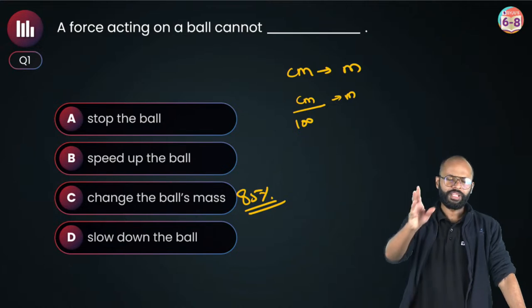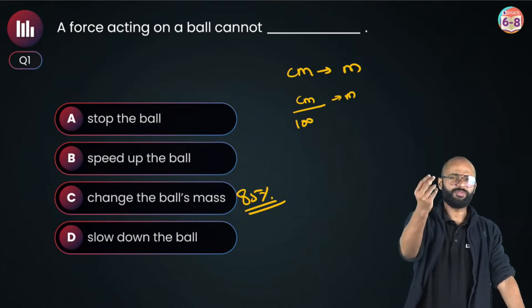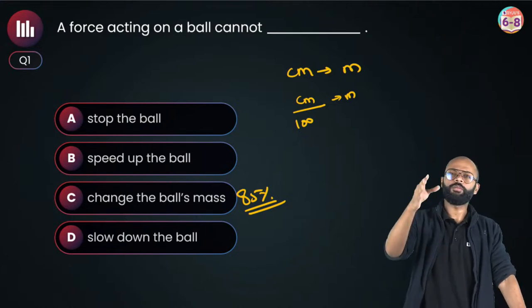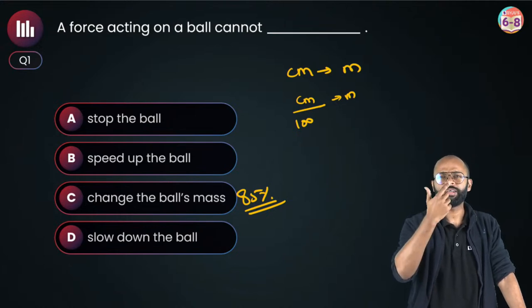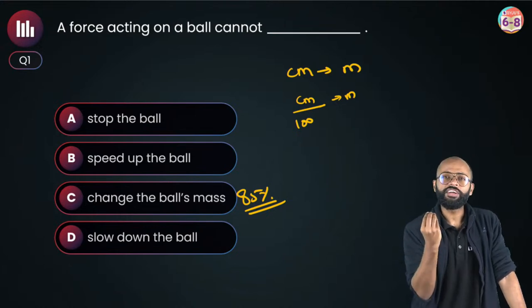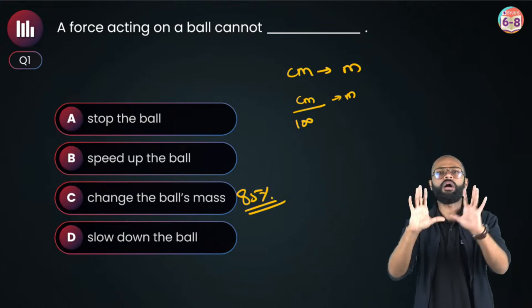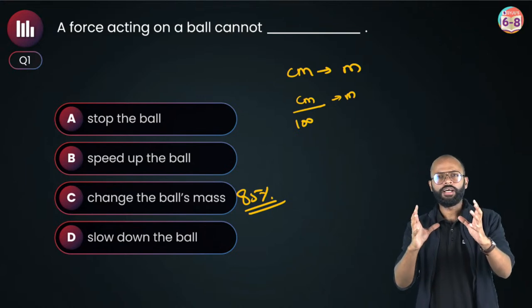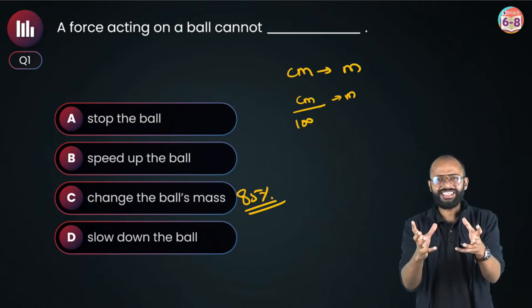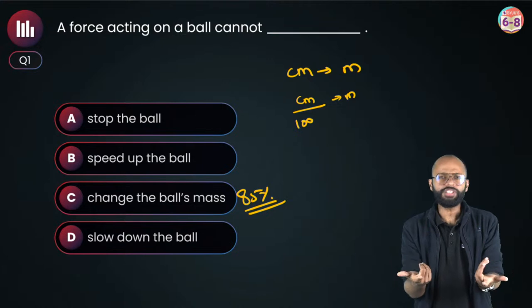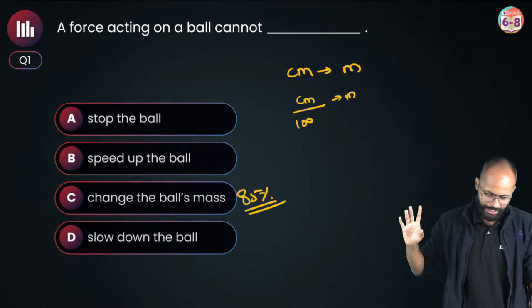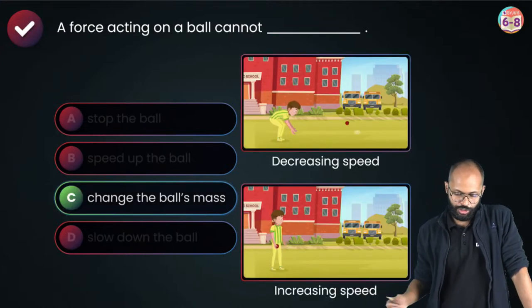85% said change in the ball's mass. You're right. Dekho, force can stop the ball. Force can speed up the ball. Force can slow down the ball. But you know what? Force cannot change the mass. Mass is what? The total quantity of matter contained in any body. Kisi body ke andar kitna saman hai, basically. Kitna matter hai. Ab force se you cannot change the matter in the body. Hai na? Ab mass thodi change kar sakte ho. Clear? Ekdam. Theek hai? So that's why this is the answer. Option C.